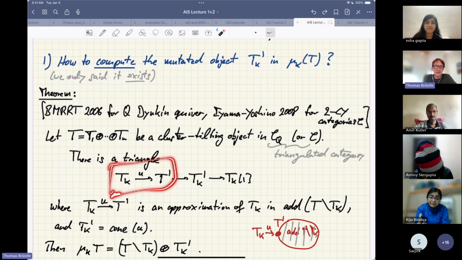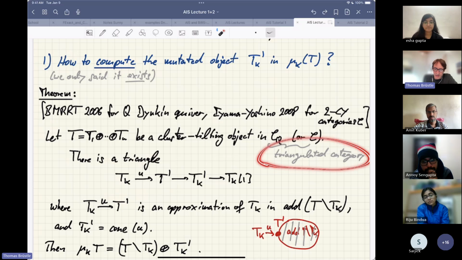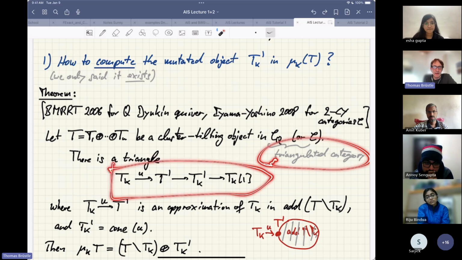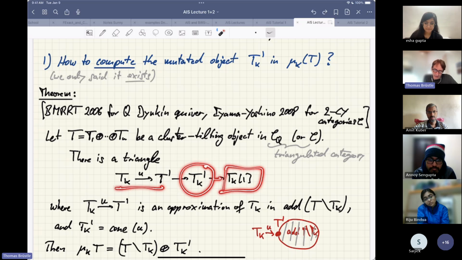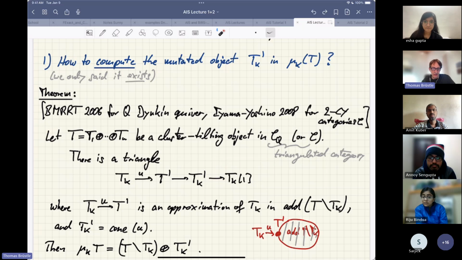This can be constructed. And now, when I'm in a triangulated category, by some magic, I can always complete this to a triangle. That's the part I cannot really explain to you. This is one of the axioms of a triangulated category. I can complete that morphism into another object tk prime here, and this embeds then into the shift of the object I started with. This exists in a triangulated category. And it's called the cone of this morphism.